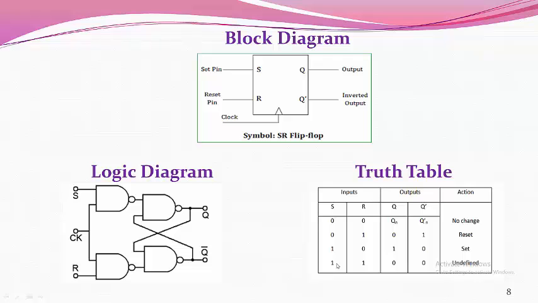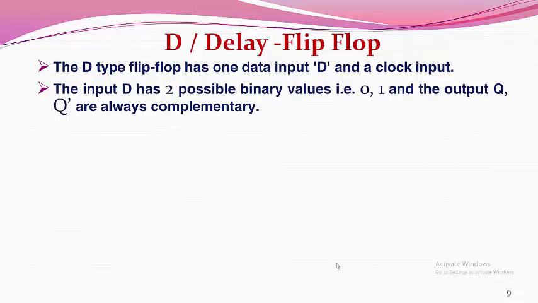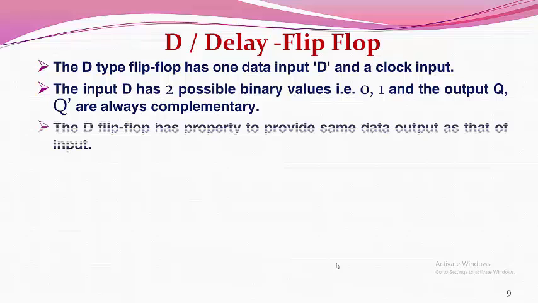Okay, now we will concentrate on the second type, D or delay flip-flop. The D type flip-flop has one data input D and a clock input. As this flip-flop has only one input, it has two binary values, that is 0 or 1, and the outputs are Q and Q bar, which are always in complementary format.